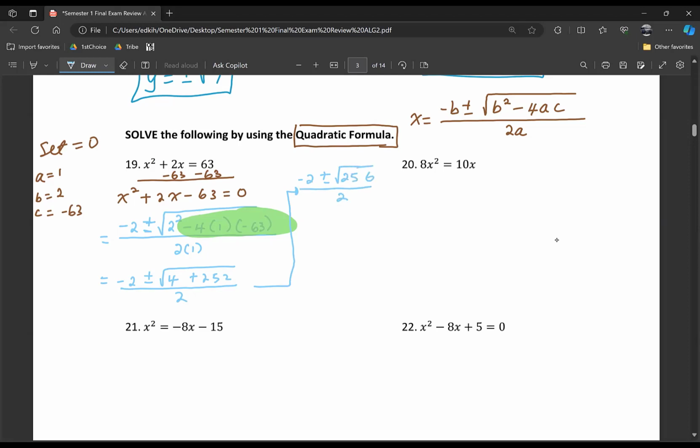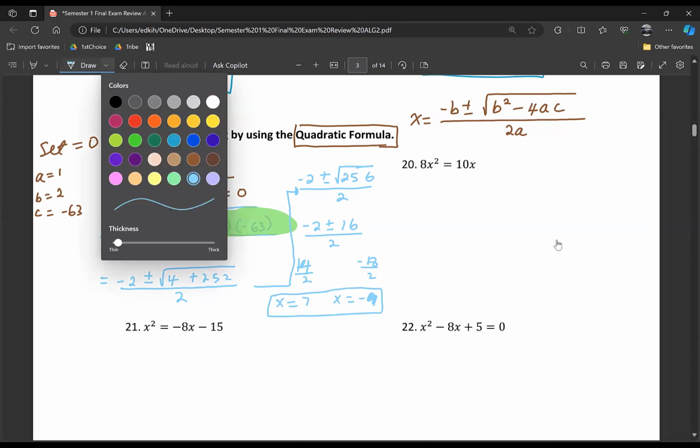Well, guess what? 256 is a perfect square. It really is 16. So we have negative 2 plus or minus 16. Divide this entire thing by 2. Negative 2 plus 16 is actually positive 14 divided by 2. Negative 2 minus 16 is a negative 18 over 2. So our two answers are x equals 7 and x equals negative 9. There you have it. These are the two answers to that question.